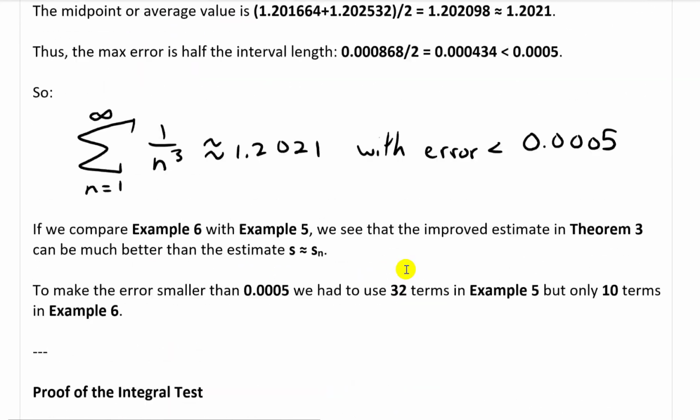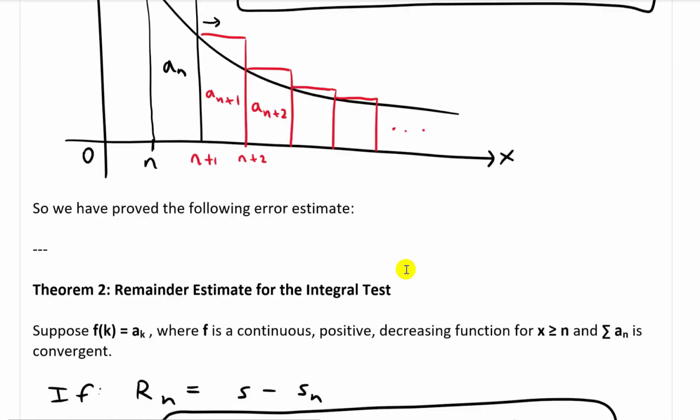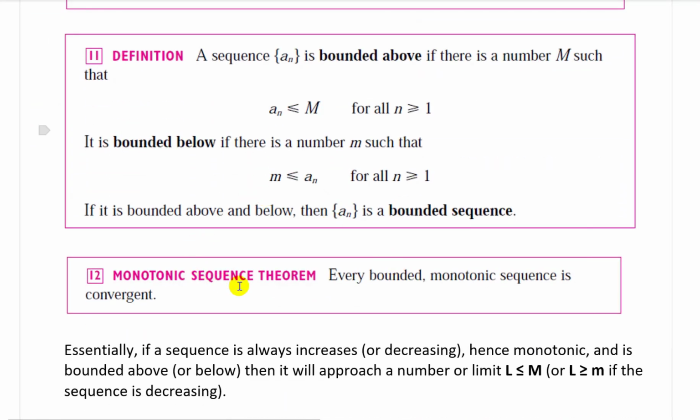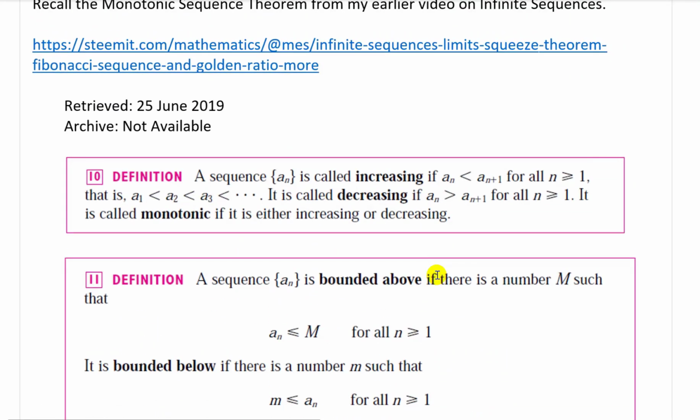So let's go back up here just to recap on that as well. And here it is from that section of the video. The monotonic sequence theorem: every bounded monotonic sequence is convergent, and essentially monotonic is either increasing or decreasing.